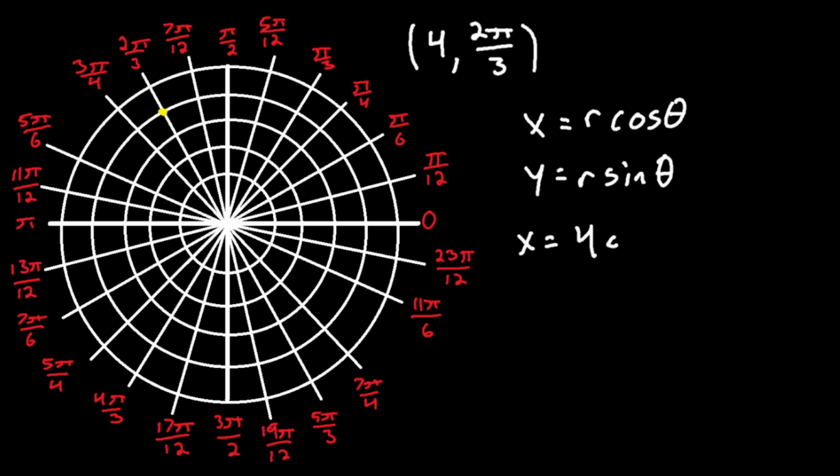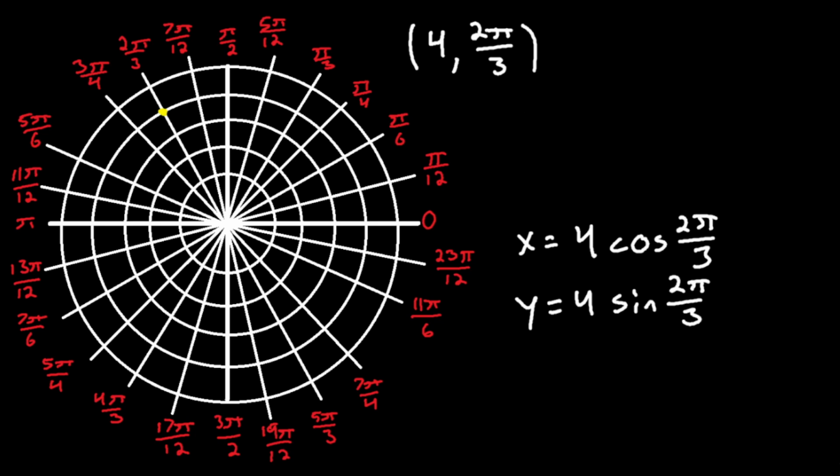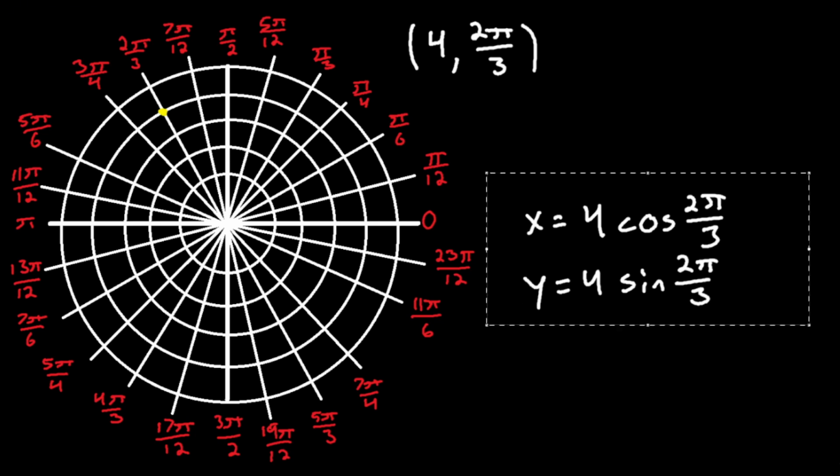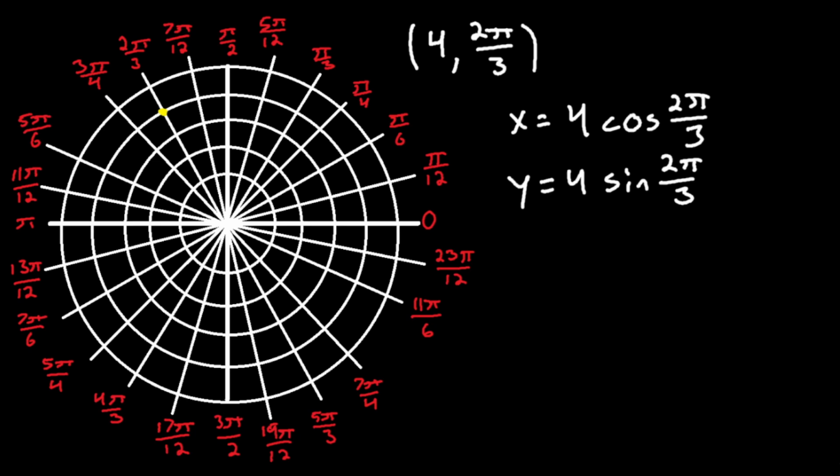X is equal to 4 cosine of 2 pi over 3, and y is equal to 4 sine of 2 pi over 3. That's really all. It's actually pretty easy. All you need to do is plug this into your calculator. So let's go ahead and do that: 4 times cosine 2 pi over 3, and 4 sine 2 pi over 3.